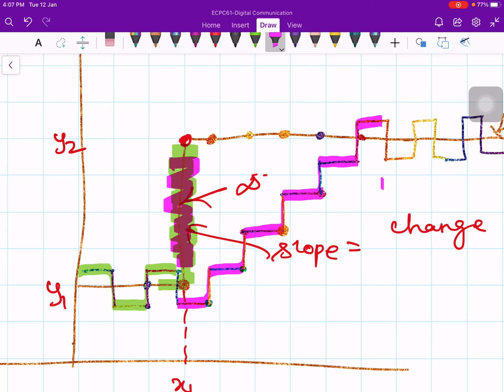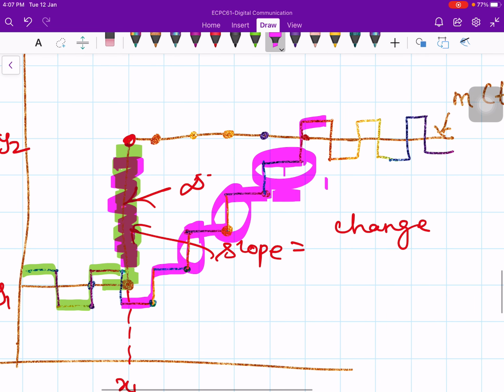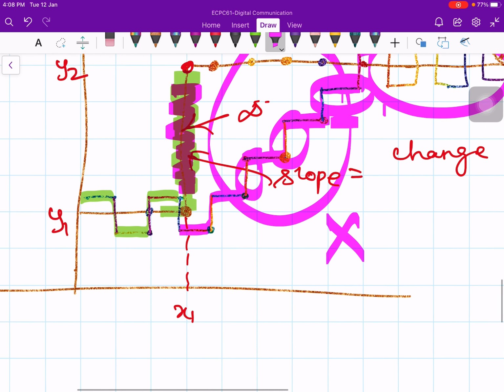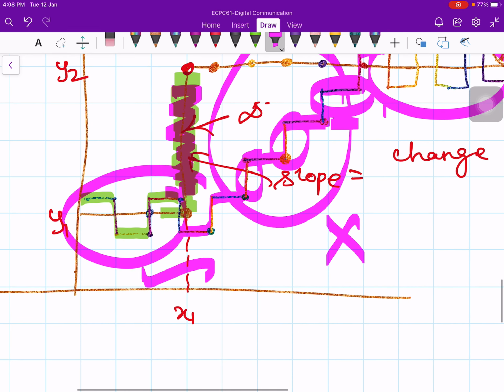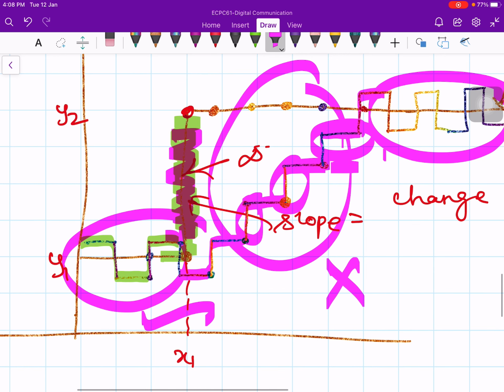So the maximum possible slope is governed by the step size and the sampling interval. So this is my sampling interval. Eventually it is able to track on the new level. Here it is able to track. Here it is okay, but in this region it is unable to track, and here also not a problem. So there is a time span over which it is unable to track the waveform because of the slope overload situation. Here, as I said, the slope is infinity, so it is unable to track.